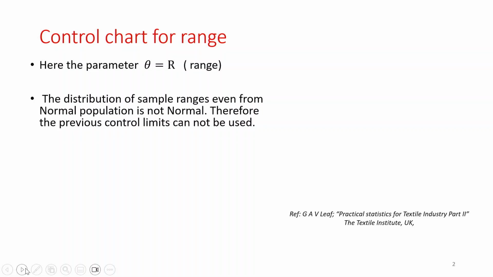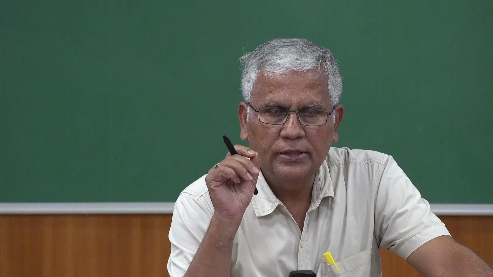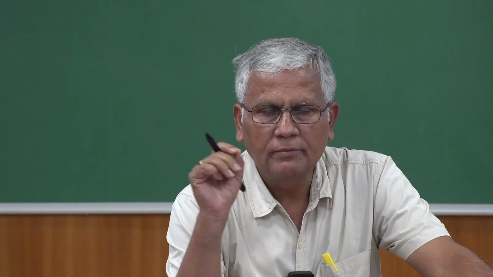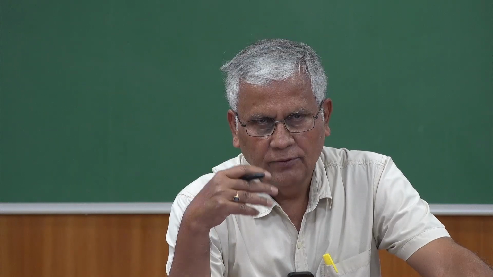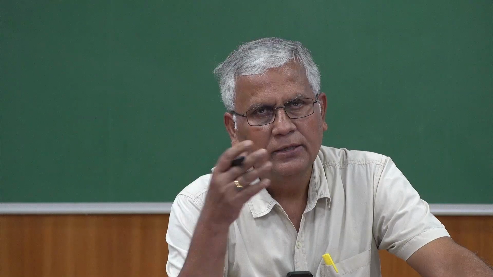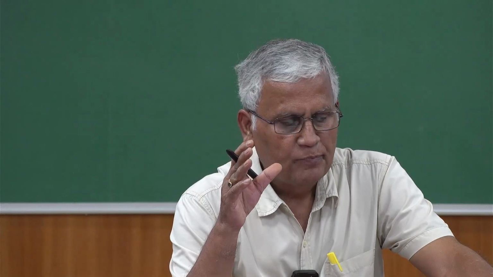Suppose you are testing yarn which is in a cone and you have taken, let us say, 5 or 6 pieces of yarn and then you have tested them. So you have basically 5 or 6 readings from the same cone or same package. So the difference between the minimum and the maximum value that you have got while testing 5 or 6 pieces of yarns, that difference is the range.